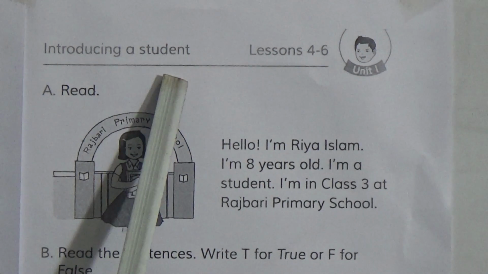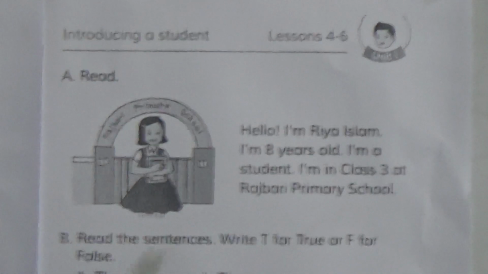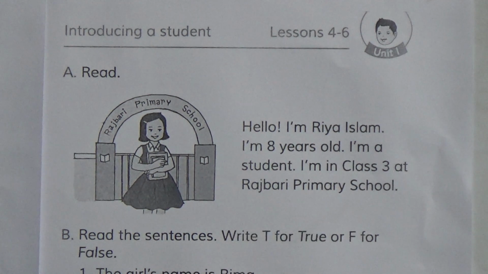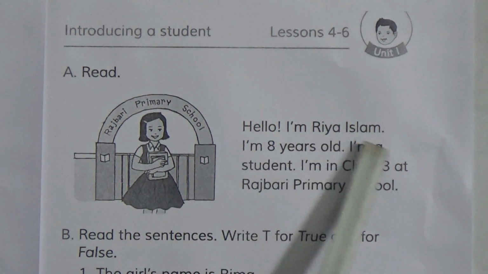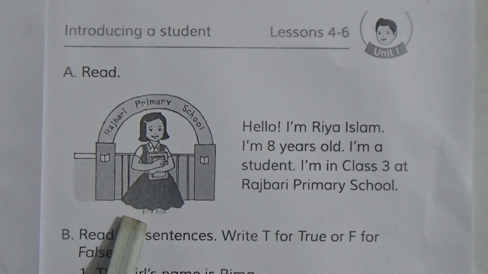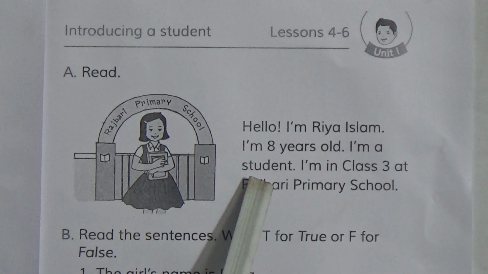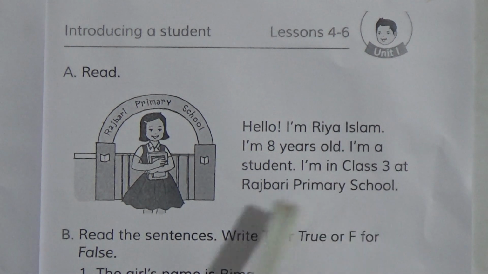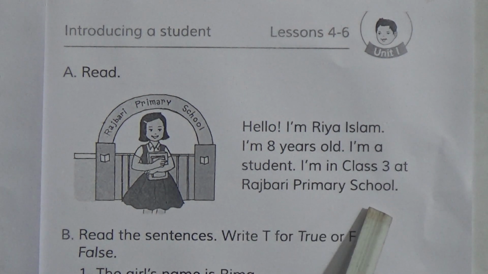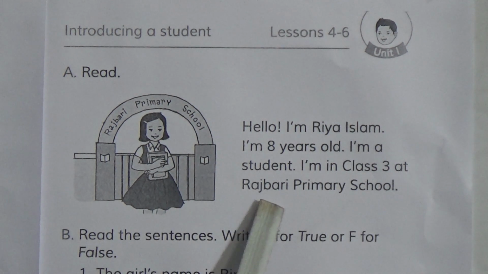Lessons 4 to 6. Introducing a student. Let's look at the text here. Hello, I'm Ria Islam. So this girl in the picture is Ria and she is introducing herself. I'm 8 years old. I'm a student. I'm in class 3 at Rajbari Primary School. So she gave some information about herself to introduce herself.